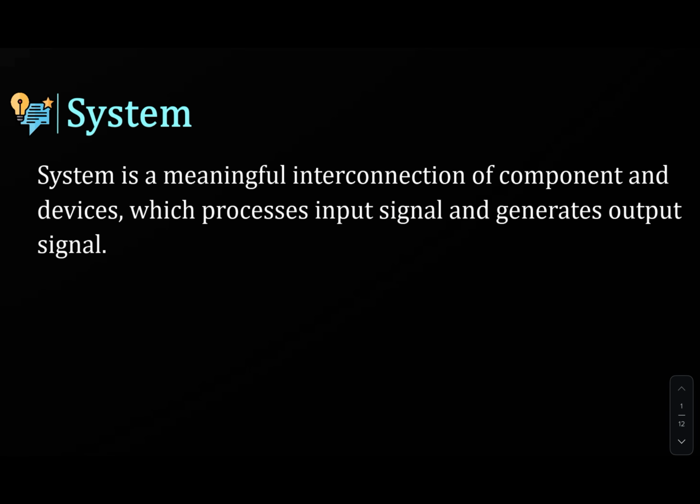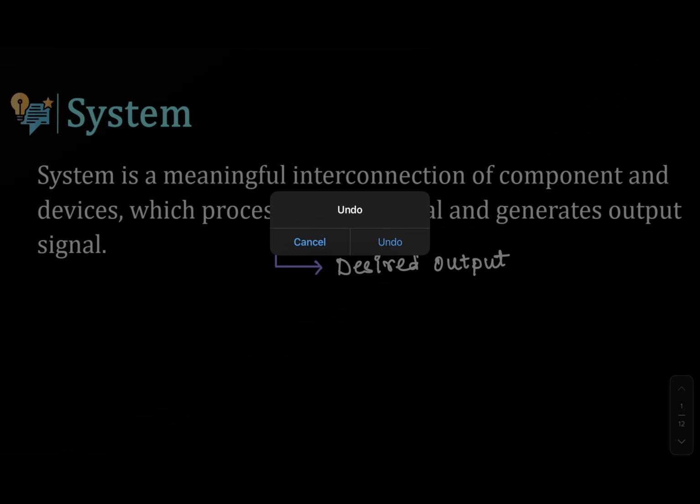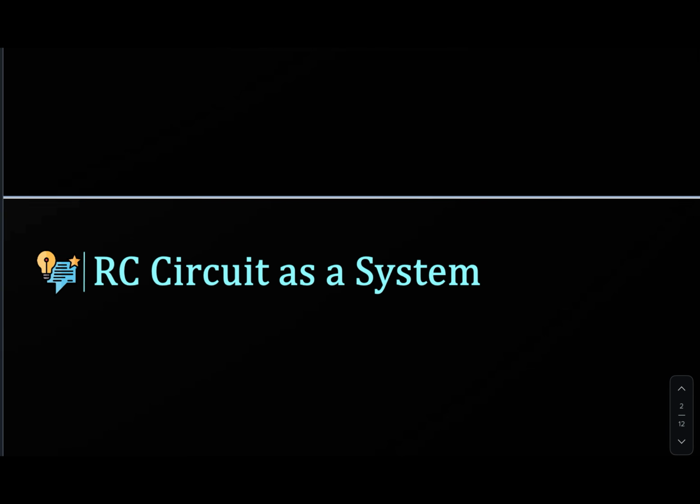So here, as you can see on the screen, a system is a meaningful interconnection of components and devices which process an input signal and generate an output signal. So my system is something which takes an input and generates an output signal, which you can say is a desired output signal. So this output must be the desired output. So that is a system. Now let us understand it in detail.